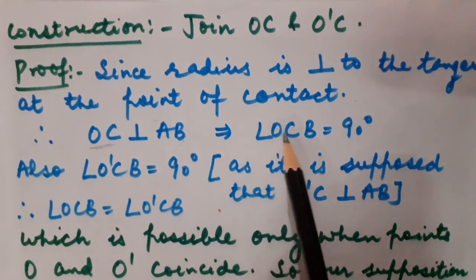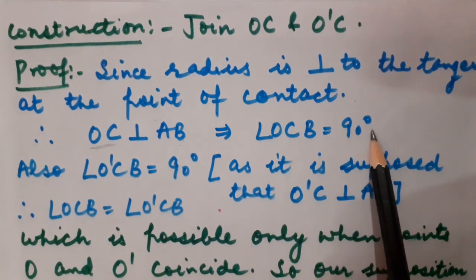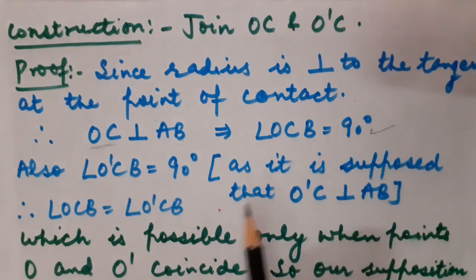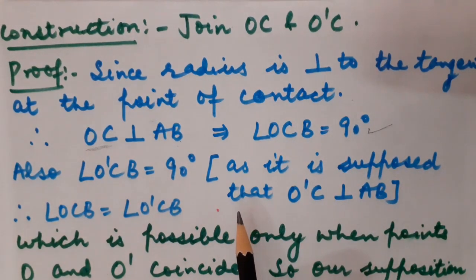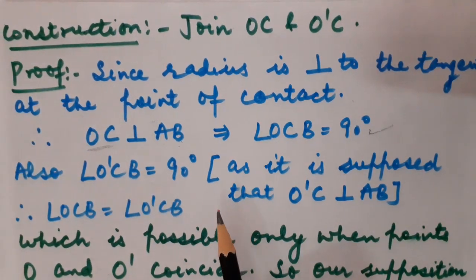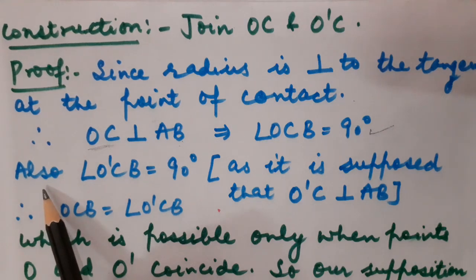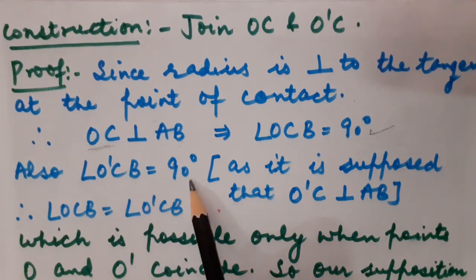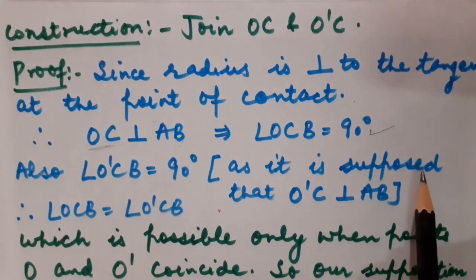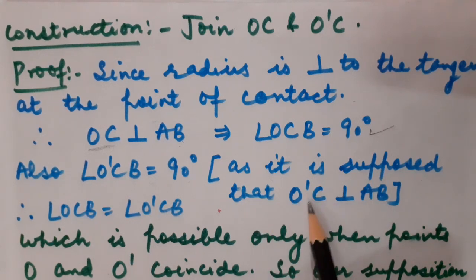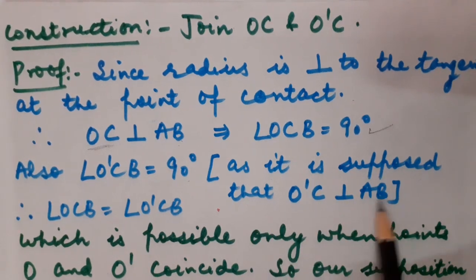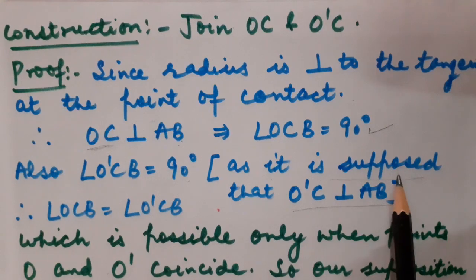So what can we say? That angle OCB is of 90 degree. Correct, children? But what was my assumption? It was assumed that the perpendicular passes through some other point and let that point be O dash. Fine. So according to my assumption, O dash CB will be of 90 degree, as it is supposed that O dash C is perpendicular on AB. This was my assumption, no? This was assumed by me.